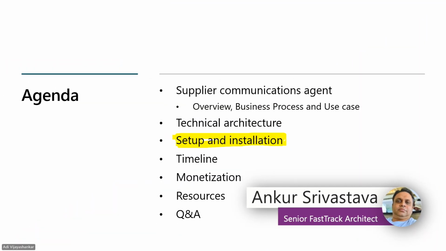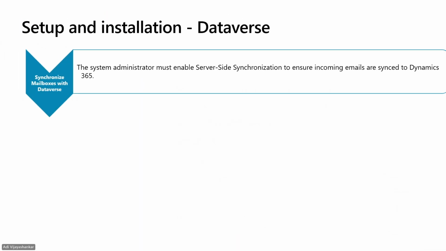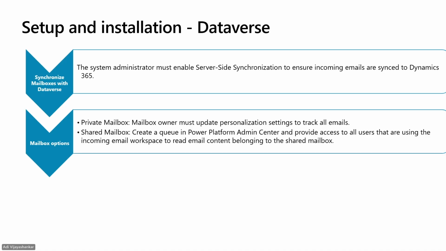Thanks, Dennis. So let's talk about setup and installation for the Dataverse side. First, the system administrator must enable server-side synchronization to ensure incoming emails are synced to Dynamics 365. The second point is that you need to have a mailbox, which could be either a private or shared mailbox. Now for a private mailbox, make sure the mailbox owner updates personalization settings to track all emails. And for the shared mailbox, make sure to create a queue in Power Platform Admin Center and allow all users accessing the shared mailbox to read and manage email content.